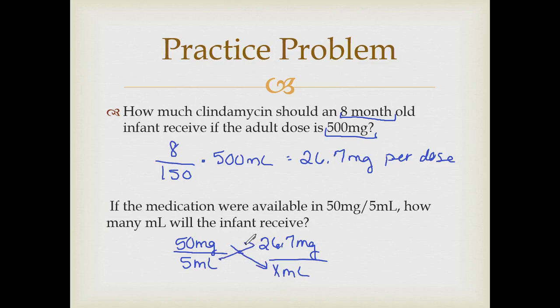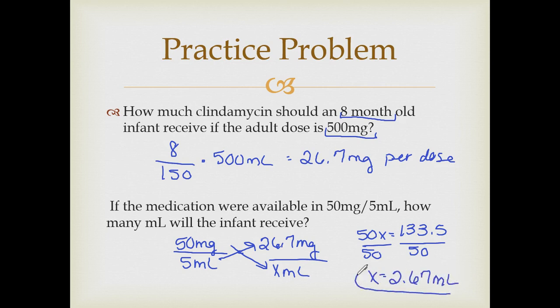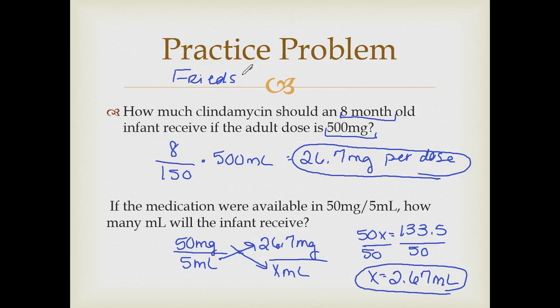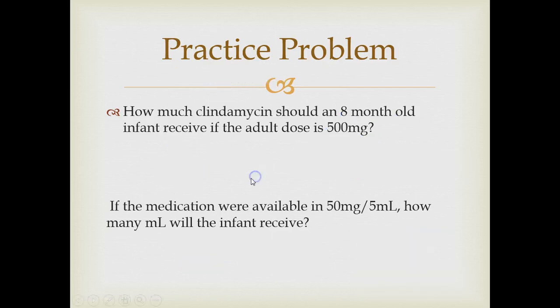I'm going to go ahead and cross multiply, and I get 50x is equal to 26.7 times 5, which will give me 133.5. I'm going to divide both sides by 50 to get x by itself, and I get x is equal to 2.67 mLs. So here are my answers. And just remember, for this example, we used Fry's rule.